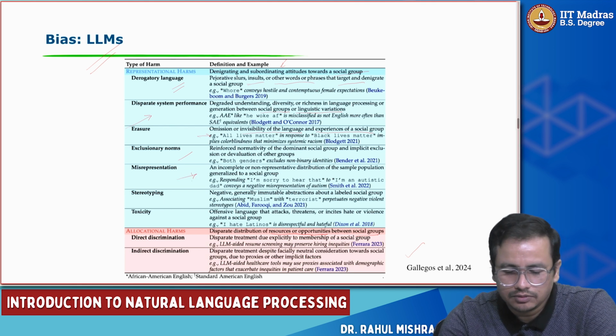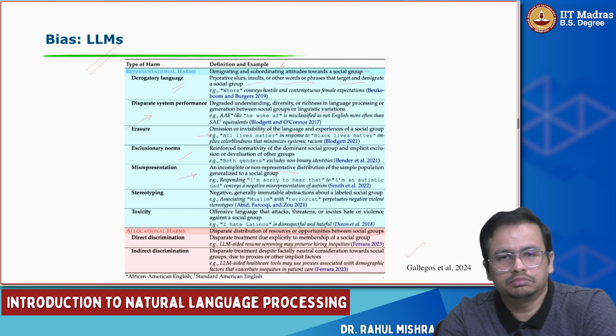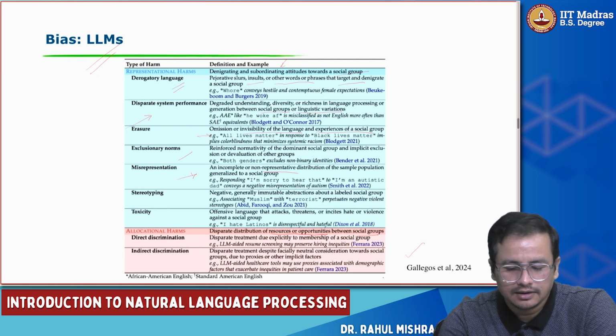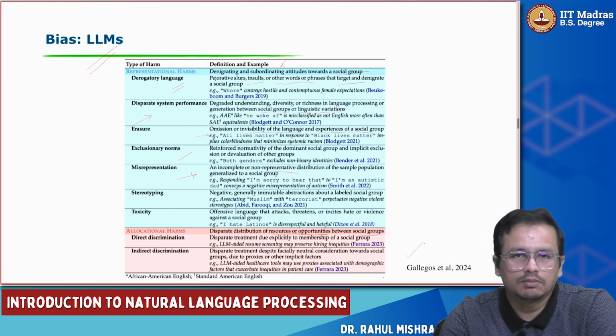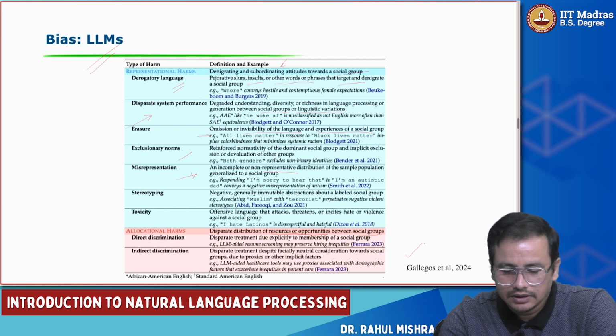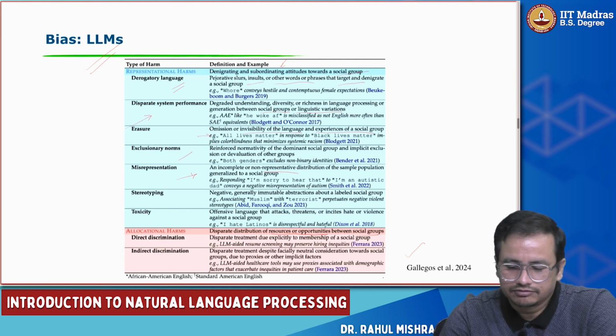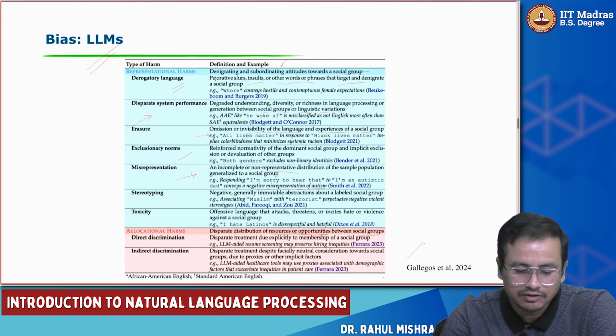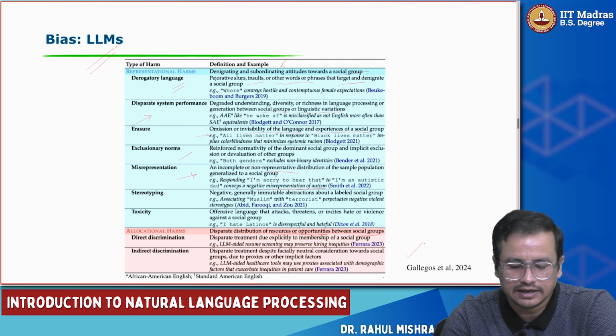Misinterpretation could also be there. It could be an incomplete and non-representative distribution of a sample of the population. So maybe for a social group, there is some phenomenon or some phrase, and maybe the model doesn't know about it, or it's not clearly represented in the dataset. You might not know the real meaning of what we mean by that, right? Let's say autism, right? So "I am an autistic dad" conveys a negative misinterpretation of autism, right? A dad who is autistic. So it's a negative representation.